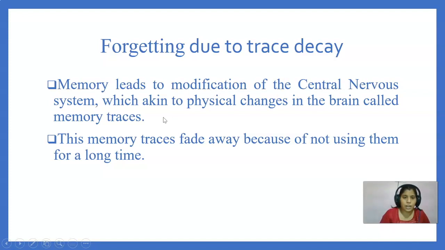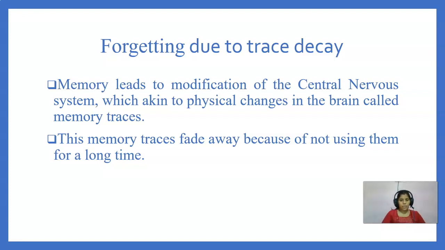Next, we'll discuss forgetting due to trace decay. According to this theory, when we memorize something, there are some changes, or traces, in the central nervous system. But if we don't revisit the thing or practice it, those traces gradually fade away because of long disuse. As a result, we forget that thing.